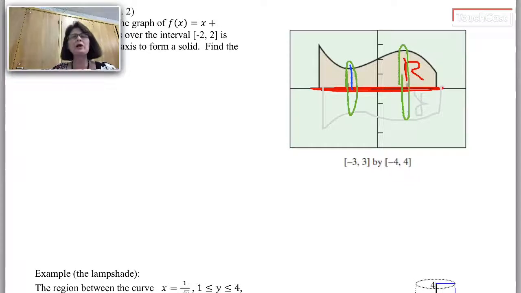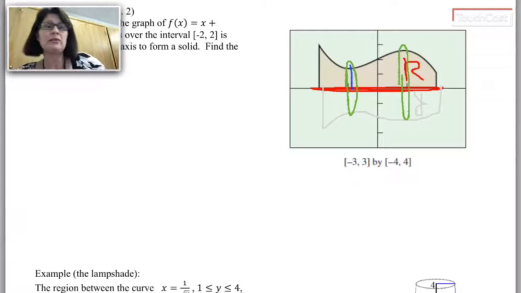Okay, so you can see my green slice went a little high, but I can tell what I meant, and that's that my blue radius is going to bump into f of x at the top. And my blue radius bumps into the axis of revolution at the bottom. So just like the last example, my blue radius is vertical. So I would find the distance for my radius by subtracting top curve minus bottom curve, in this case f of x minus 0. So now I can write an integral.